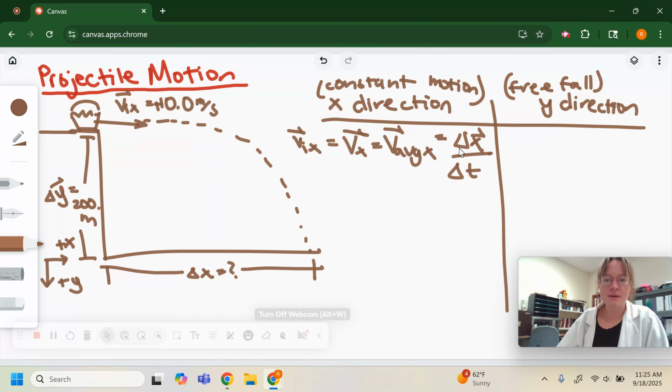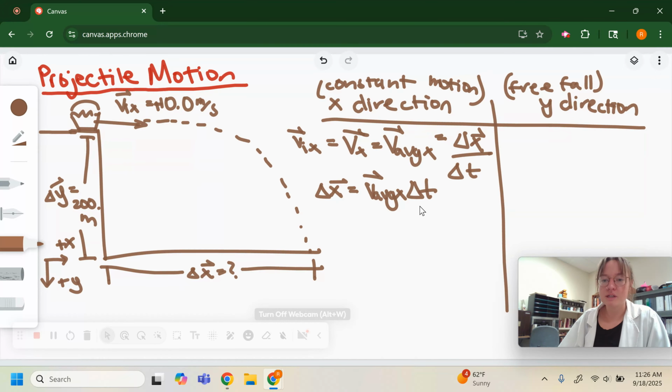Now, let's rearrange to solve for what we're looking for. We are looking for delta x. I'm thinking if I want to find delta x, how far away it lands here, then I can use v average in the x direction times delta t. Here's the problem though. I know my v average in the x direction because it's my v initial in the x direction, and I know I threw this muffin at 10 meters per second, but I do not know my time.